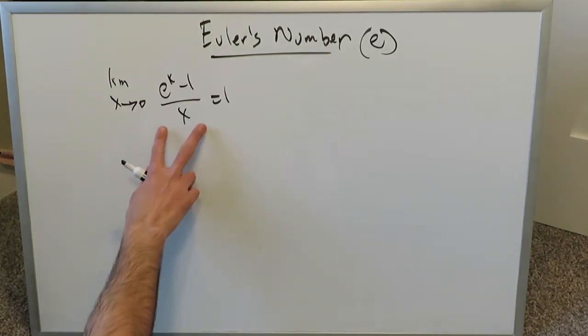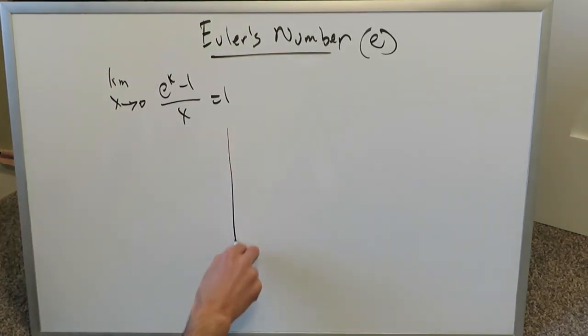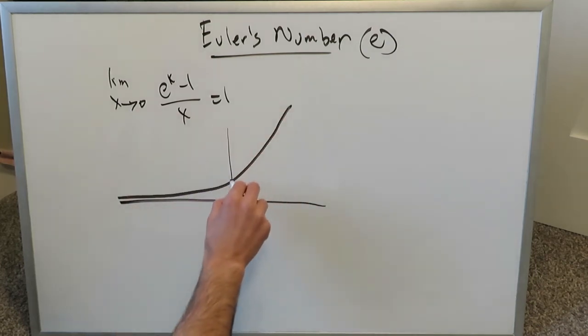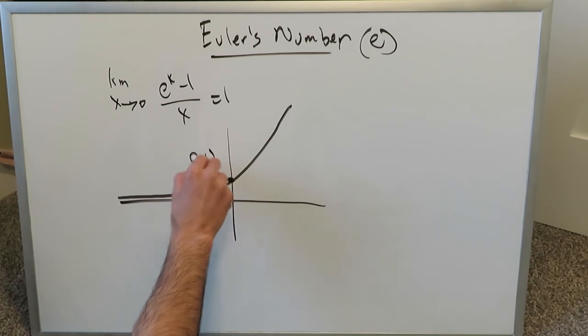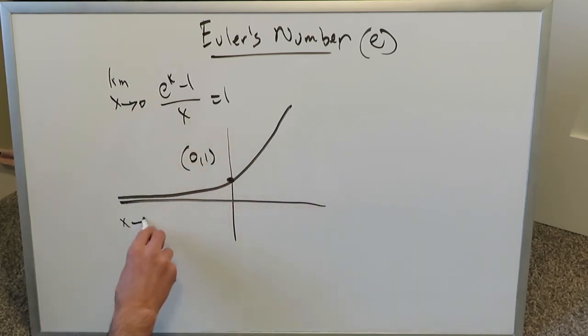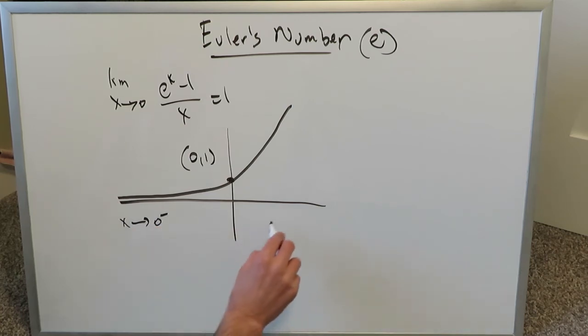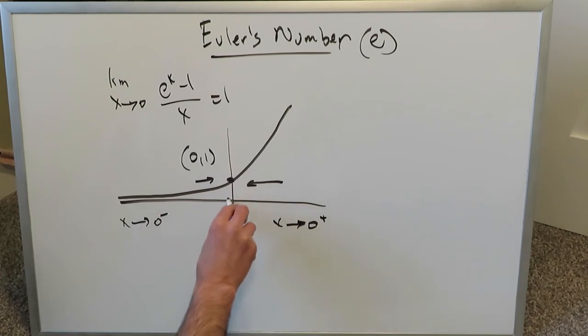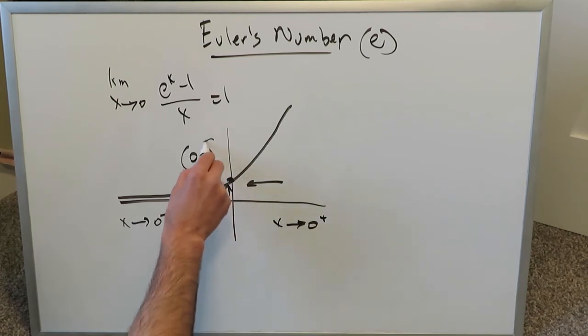Graphically, the same expression that we just saw, if you were to graph it out, would look something like this. Here's your function. At this point of intersection, you have 0, 1. This expression right here is graphed that way. As x values are approaching 0 from the left, or approaching 0 from the right, your function will always approach 1, which is this right here.